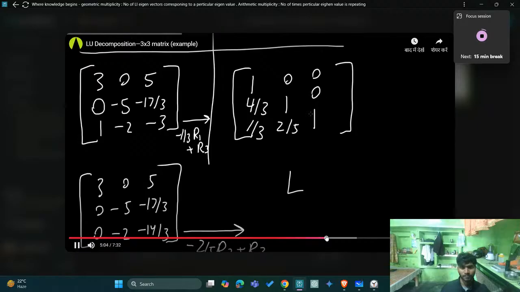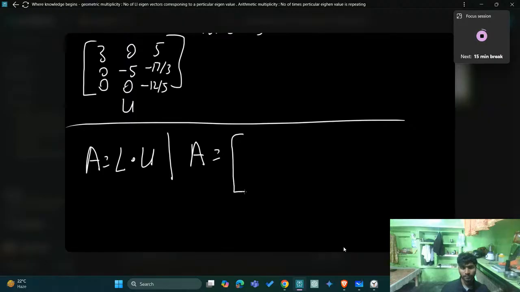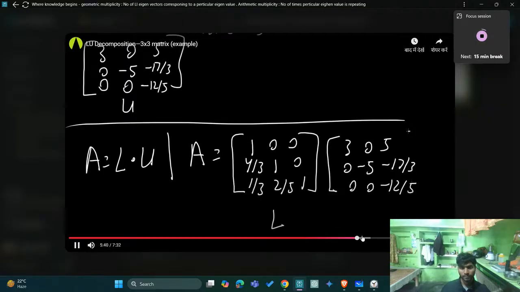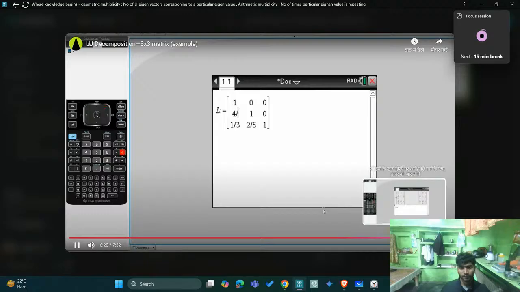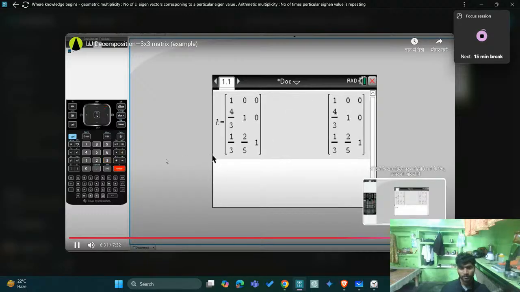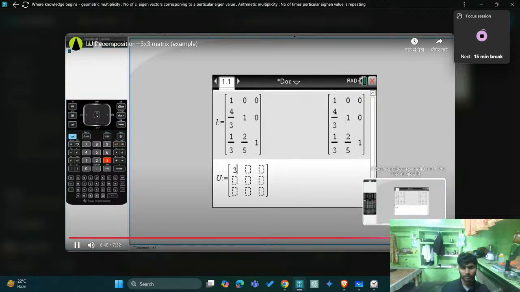This right here is L: 1, 0, 0; 4 over 3, 1, 0; 1/3, 2/5, and 1. Let me write that down. This right here is L, and this is U. It's 1 divided by 3 and 4 divided by 3. Hit enter. And our U was defined as a 3 by 3 matrix: 3, 0, 5; 0, negative 5, negative 17 over 3; 0, 0, negative 12 over 5.